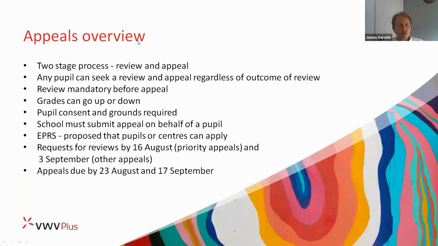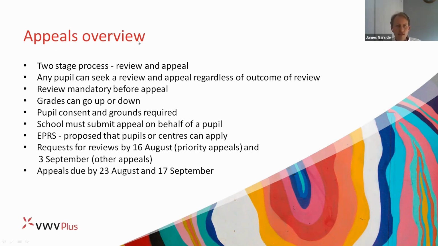Okay, so an overview of this year's appeals arrangements. I would imagine this won't come as news to anybody, so I will go through this swiftly, but do raise any questions that you have as we go. So it's a two-stage process, principally, the review and appeal. Review is a school-led process, and we'll talk a bit more about that in a moment. Any pupil can seek a review and appeal regardless of the outcome of their review. So if you review and you say, nothing to see here, everything's fine, that doesn't prevent the pupil from saying, I want the boards to look at this. And again, we'll look at the precise grounds that they can use when asking for a review or appeal in just a moment.